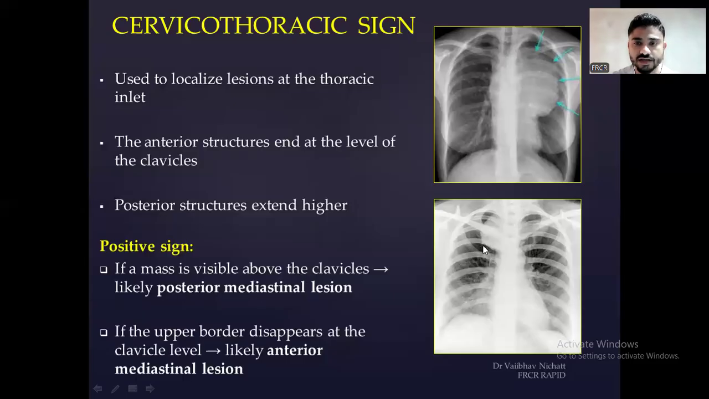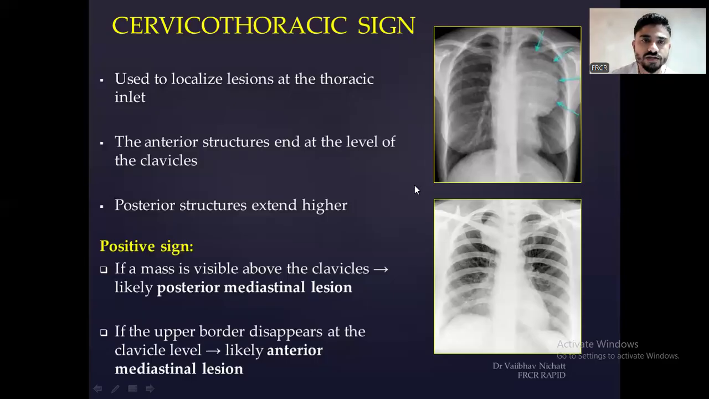Like in this case, see the mass is going up and is very well visualized. The superolateral border is very well visualized, so this is a posterior mediastinal mass. And if the upper border disappears at the level of the clavicle, then this is an anterior mediastinal mass. Like in this case, the upper border of the mass is not seen extending above the medial end of the clavicle, so this mass is situated in the anterior mediastinum. One more sign helping you in characterization and localization is that this mass is causing silhouetting of the left heart border, which is why it is situated in the anterior mediastinum.